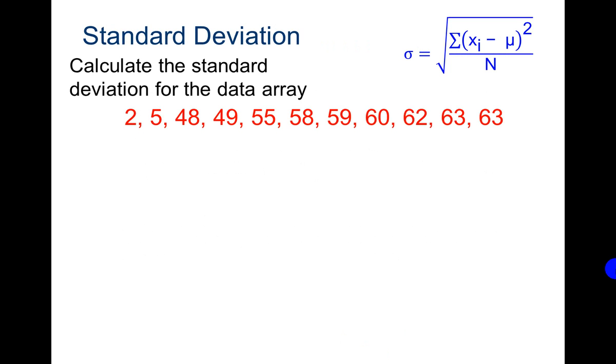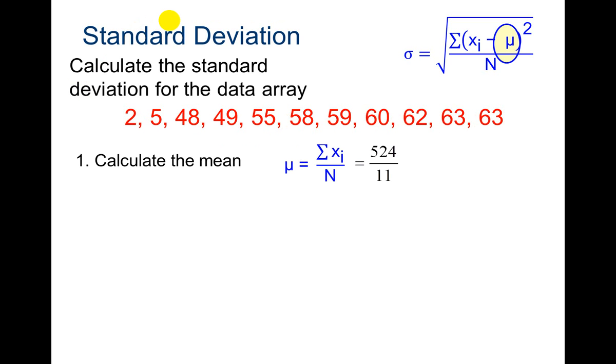So let's calculate the standard deviation for this data set. So here they all are. Step 1. Calculate the mean. So I'm going to add all of these numbers together, 524, and then I'm going to divide by the number of data points there are. And if I count each of these, then I find out there are 11. 524 divided by 11, 47.63 repeating. So I'm going to write this down, and I'm going to store this in my calculator's memory, the whole number, not just the decimal.